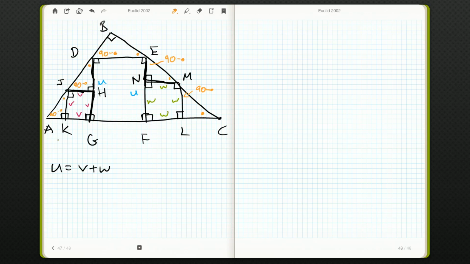Okay. So what can we do with this information? Well, first let's just make a note of all the similar triangles that we've got.